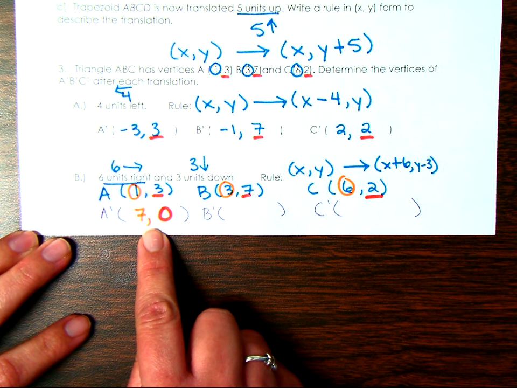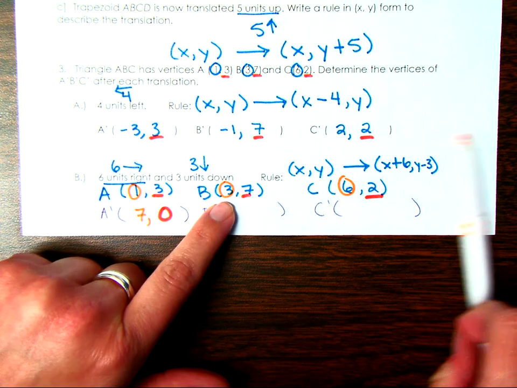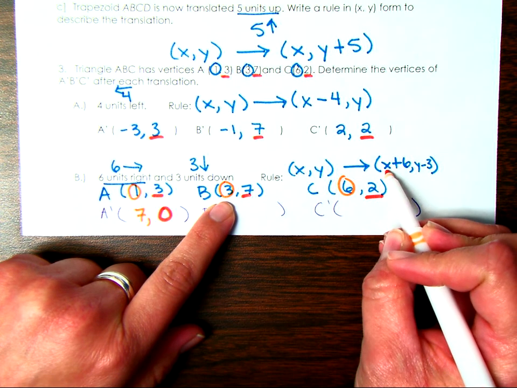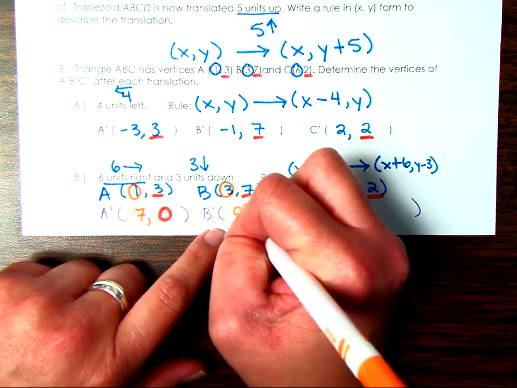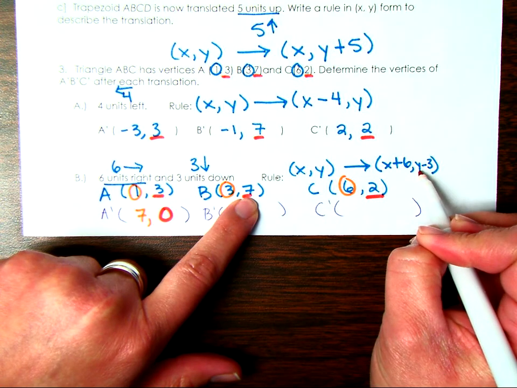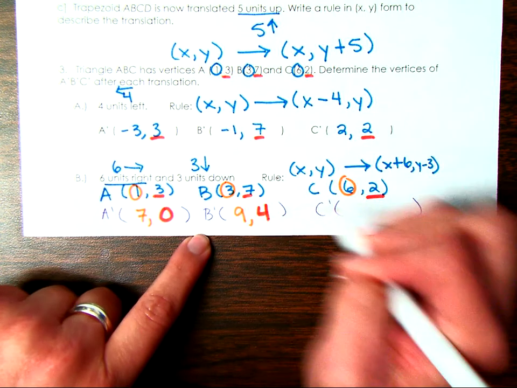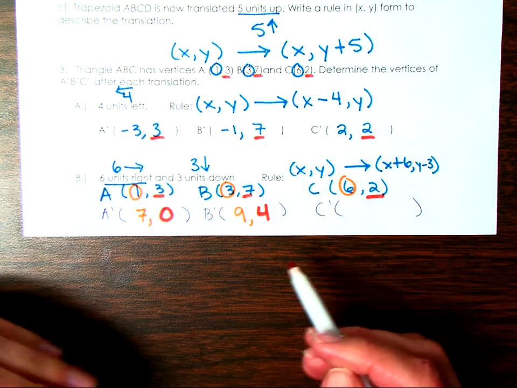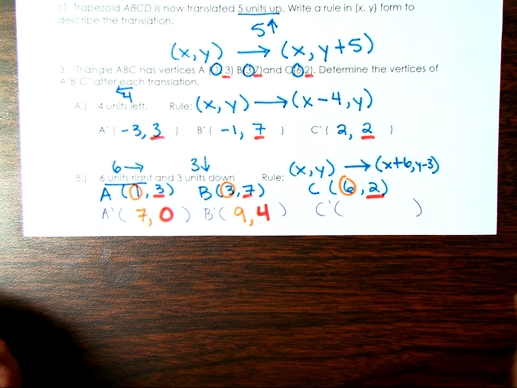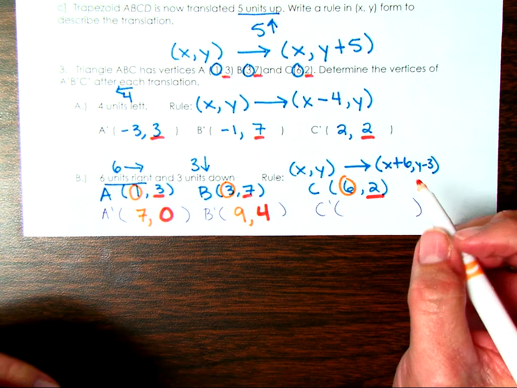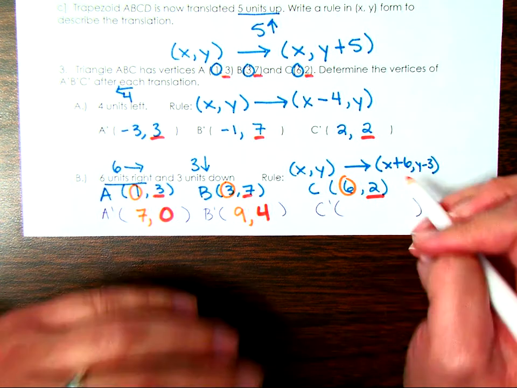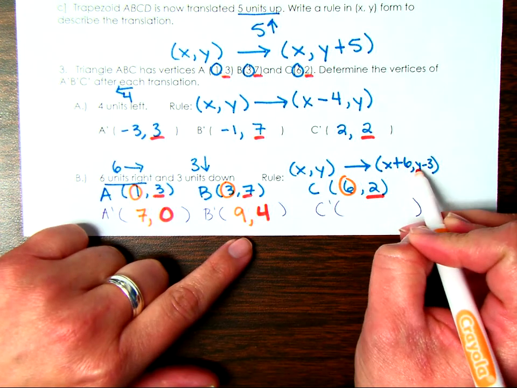Okay? Let's keep going. So now B is 3, so B prime, when x is 3, put that there, 3 plus 6 is 9. And my y is also changing, I'm going down 3, 7 minus 3 is 4. So instead of having to sit here and draw these pictures each time, now that we know how to write the rule, it makes it a little bit easier. If you still need to draw the picture to do that, that's okay too, but eventually you're going to understand how to use these rules. It's a lot faster to do this. So my rule, x plus 6, y minus 3.